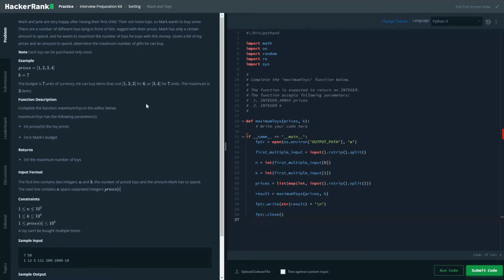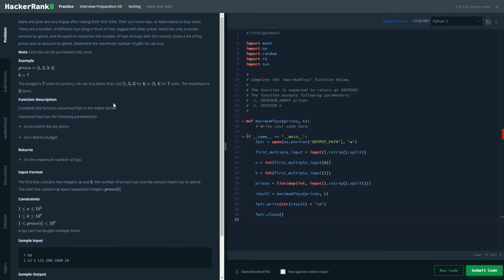Hi friends, today we are going to solve the Mark and Toys problem from the sorting subsection of the interview preparation kit. The given problem statement is that an array of prices of different toys would be given, in an unsorted manner, and a price that Mark would have, for example K, would be given.